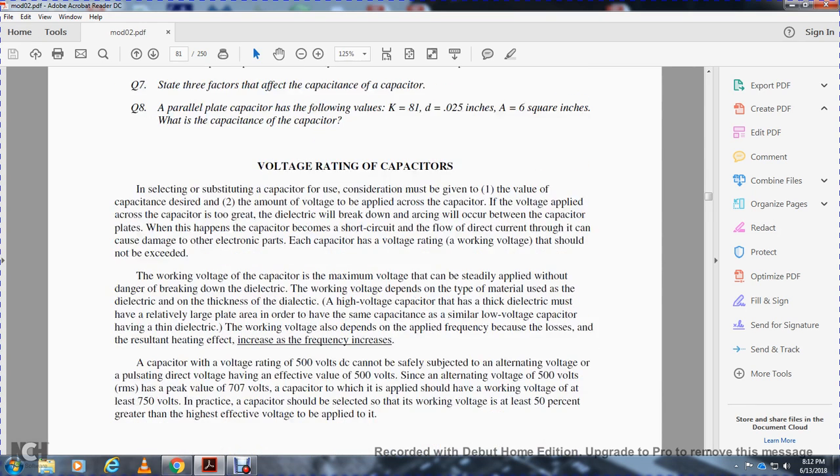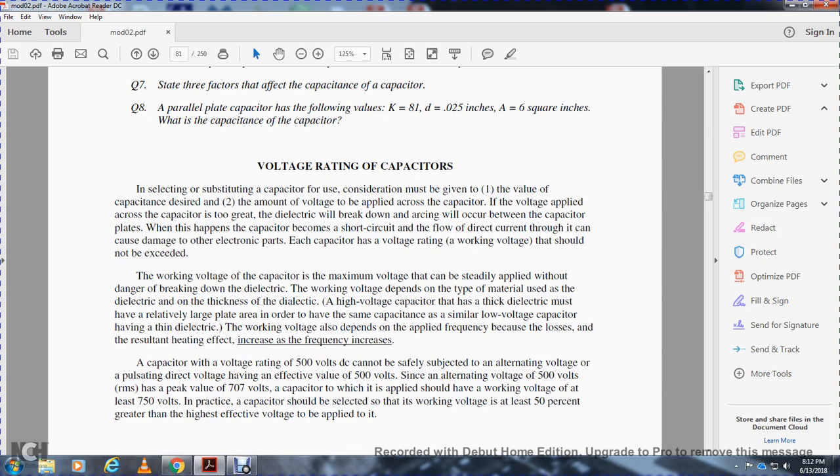Next, the voltage rating of the capacitor. When selecting or substituting a capacitor for a desired use, you must be given the value of the capacitance desired and the amount of voltage to be applied across the capacitor. If the voltage applied across the capacitor is too great, dielectric breakdown and arcing will occur between the capacitor plates. When this happens, the capacitor becomes a short circuit, allowing the flow of direct current, which can cause damage to other electronic parts.